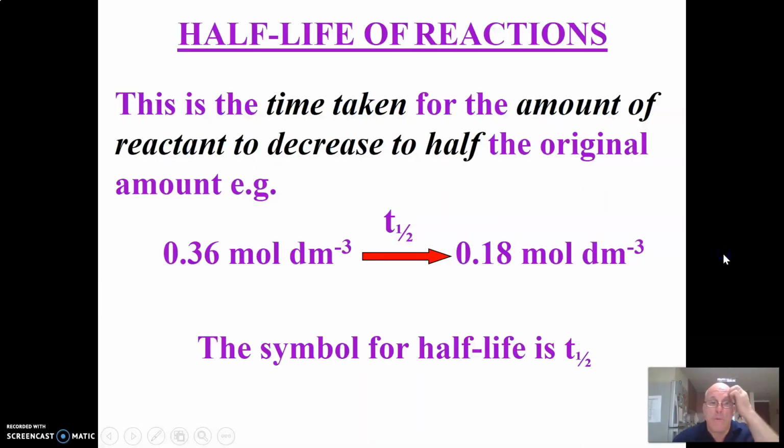Okay? So what we want to do now is we want to have a look at the definition of half-life. And the first thing to note here in this definition, it is the time taken for the amount of reactant to decrease to half the original amount. Okay? And it's given this symbol here, T half. So for example, if a solution has a concentration of 0.36 mole per dm cubed, the time taken to reach 0.18 moles per dm cubed is called the half-life because the concentration is halved, the amount is halved.